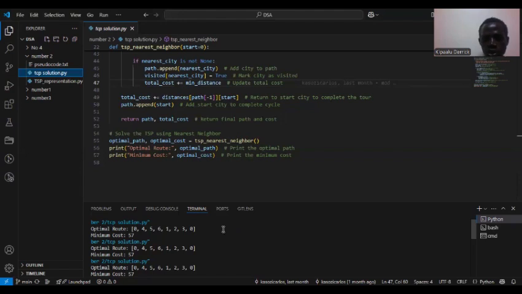So that was the solution to our problem. We were able to find the optimal path as 0, 4 to 5 to 6 to 1 to 2 to 3, then back to 0, and the optimal cost as 57.